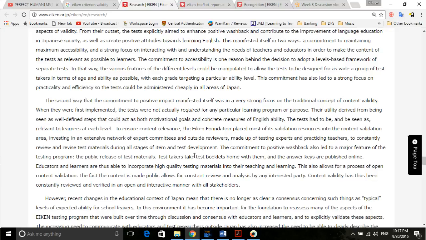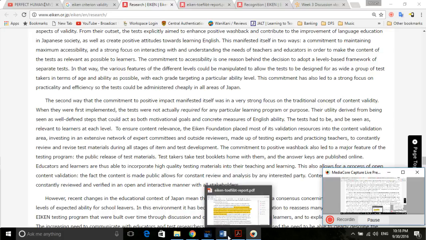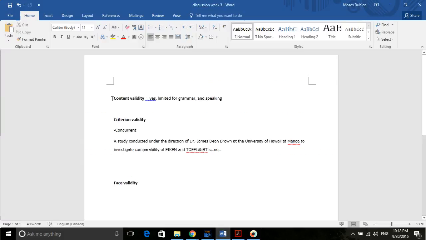So this is interesting. So yes, it has a vocabulary section, and it does test vocabulary. It does direct testing on that. It has the reading comprehension section, the grammar section, the listening section, and the speaking section, which are all done through direct testing. So that's pretty much for content validity. I think that yes, it does have that, although it is lacking in some areas, grammar and speaking.